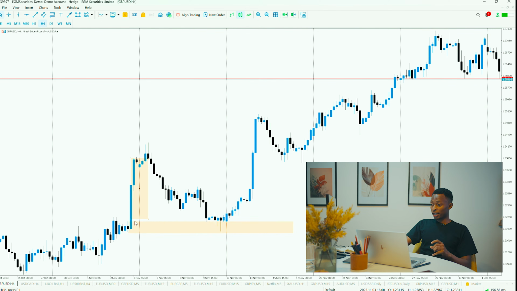Number one, do we have an area where we had significant buying? And that significant buying is shown by actual huge candles on the chart, huge candles that are moving without pulling back in the market. So this clearly identifies that this region over here is indeed a demand zone.